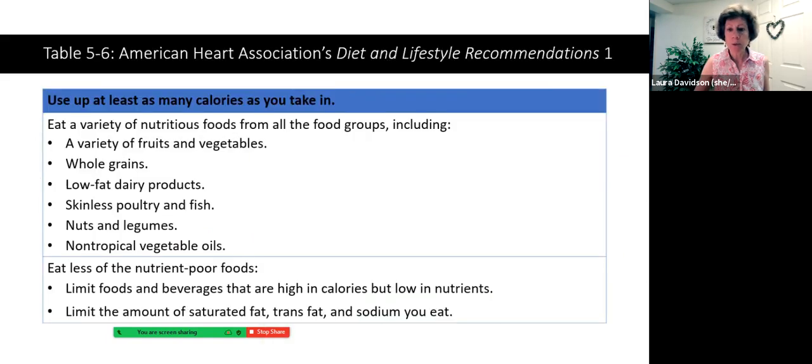So what do we do? What do we recommend? I've got a couple of slides that focus on this. This one is very simple. Basically, eat food, mostly plants, not too much. And you can see here limiting those nutrient poor foods, those ultra processed foods, those foods that are high in saturated fat, trans fat, and sodium.